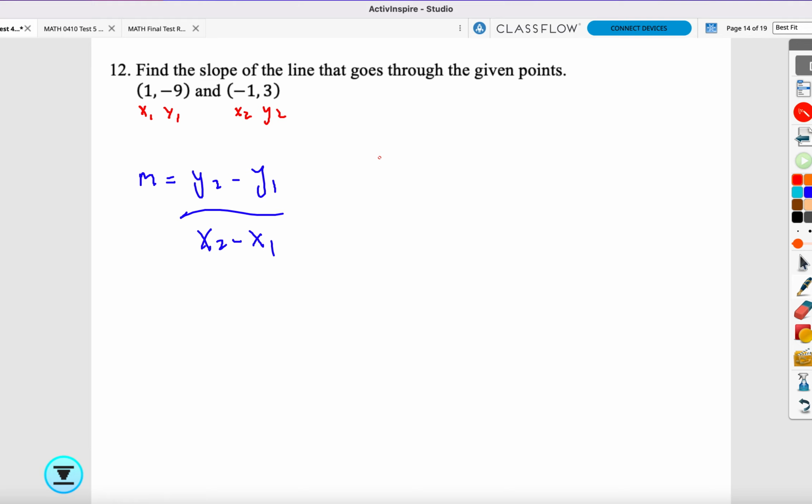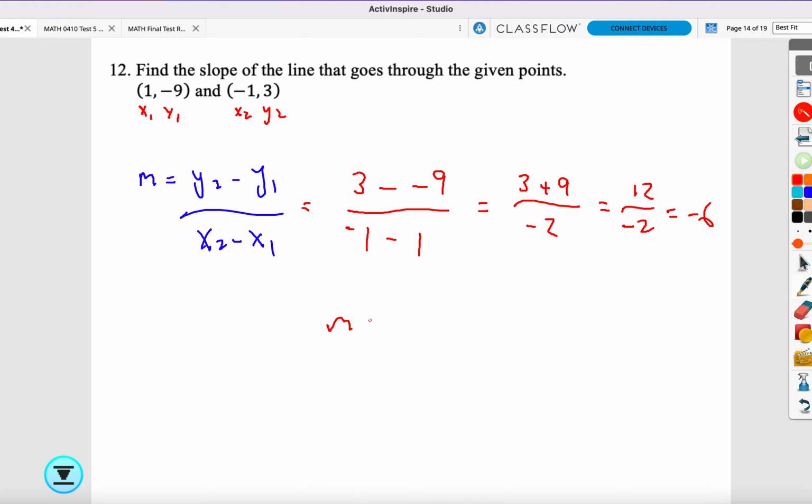So we have it labeled. So let's plug it in. So then we get y2 was 3, right? So it'll be 3 minus, right? Because y1 is negative 9. And then x2 is negative 1 minus 1. So this pretty much becomes 3 plus 9, right? Because two negatives. Negative 1 minus 1. You owe the bank $1, but you still spend $1, so you still owe them $2. So then we get 12 over negative 2, which is negative 6. So the slope is negative 6.